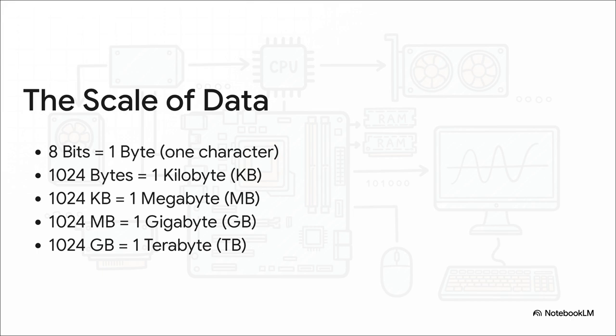Now here's the trick. Because computers think in powers of 2, everything scales up by 1024, which is 2 to the power of 10. So 1024 bytes is a kilobyte. 1024 kilobytes is a megabyte, and so on all the way up. That's the language of your file sizes and your hard drive capacity.